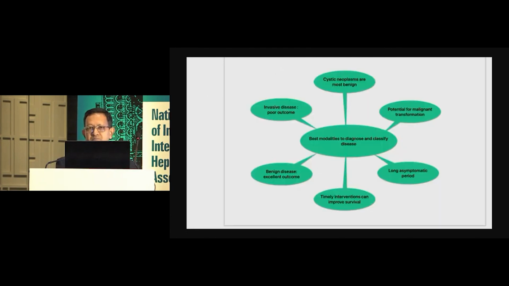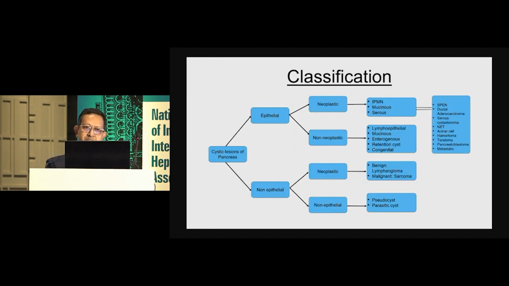regional disease. So if we amalgamate all these things, cystic neoplasms to start with are a benign disease. They have a malignant potential, and although there can be a long asymptomatic period, timely intervention can improve the survival. Benign disease has an excellent outcome, but invasive disease has a poor outcome.